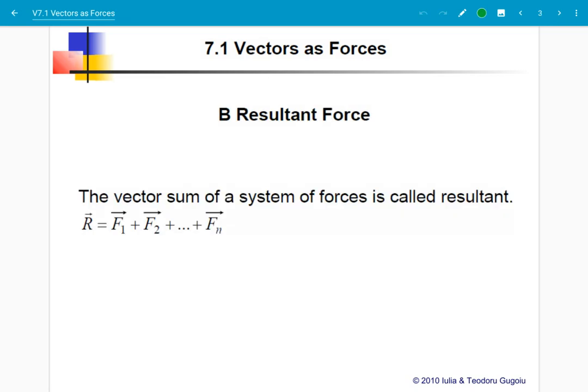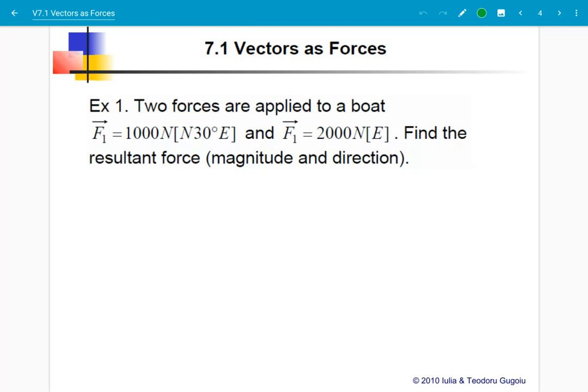The resultant force is the sum of all the forces in the system, so F1 plus F2 and so on, until we've added all of them together. Here we have an example. We have a boat, and we have forces applied, 1,000 newtons, 30 degrees east of north, and 2,000 newtons directly east. It should be, I guess, F2. Find the resultant force, magnitude, and direction.